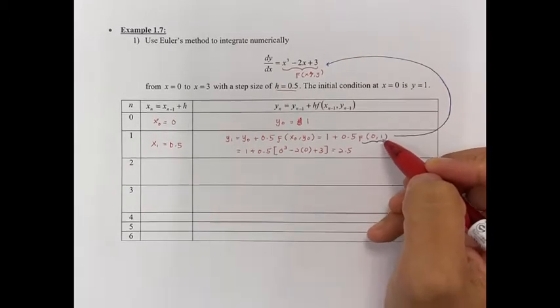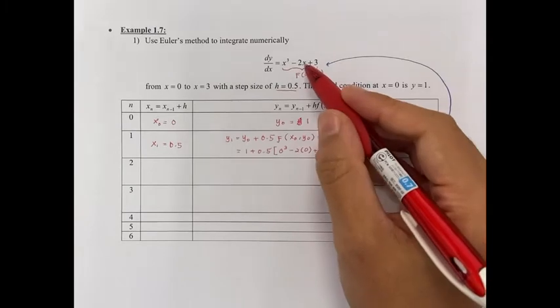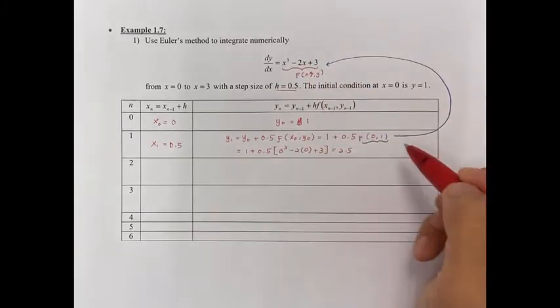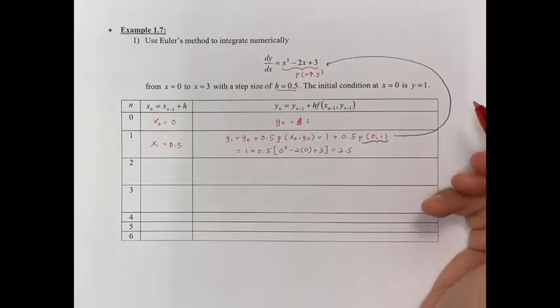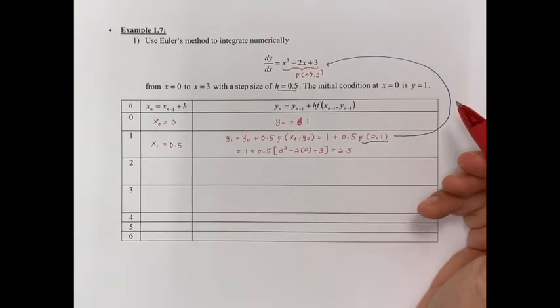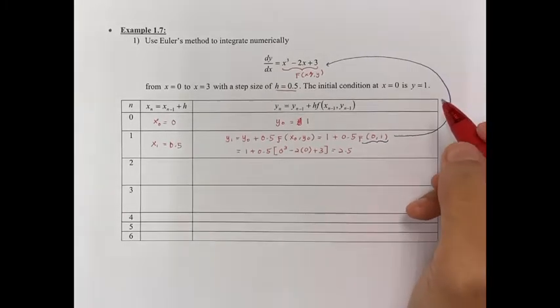Okay, you don't substitute the y because you don't have any y in this f(x, y). That's why you don't use the 1 here. Okay, let's repeat with the next iteration.